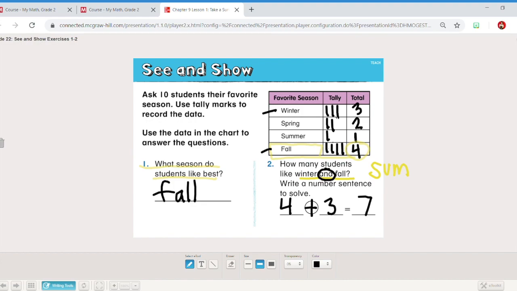Well, now that we've done this, I believe in you. You're going to get a lot of questions similar to this. Remember to read carefully to know if it wants to find the difference or the sum. Make sure that you are keeping your charts nice and neat. And I can't wait to see all the great work you do.